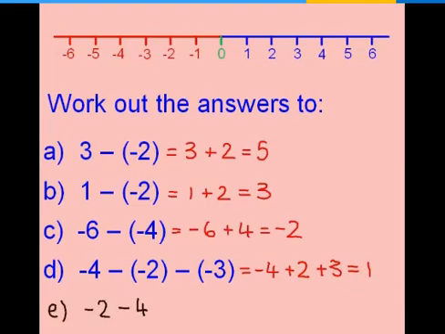Now I hope for this one that you all got the answer minus 6, because there's nothing here to rewrite. These two signs aren't together like these two or these two or these two. So all I'm doing is taking away 4 from the number minus 2. If I look at the number line, I'm starting at minus 2 and taking away 4. So I get the answer minus 6.